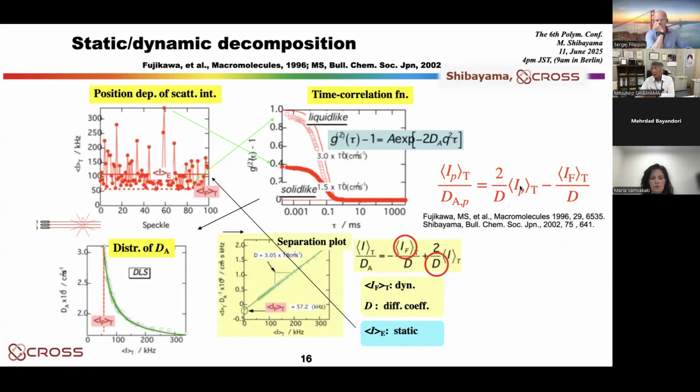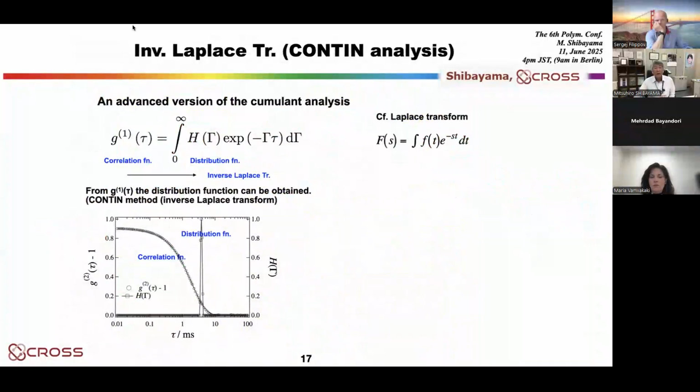I'll show another option in the later discussions. Another aspect of the gels is the distribution. As you know, the inverse Laplace transform, which is often called CONTIN analysis, is very useful for dynamic light scattering. An advanced version of the cumulant analysis is given by this equation, and the correlation function is just a Laplace transform of the distribution function. So by measuring the correlation function and taking an inverse Laplace transform, in this particular case CONTIN, we get the distribution function.